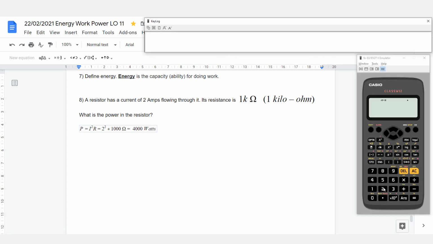So I squared R, where we've got 2 amps, press x squared, times the resistance of 1 kilo ohm. If you want to put it in kilo ohms in a calculator, you can do 1 times 10 to the 3 ohms equals 4,000 watts.